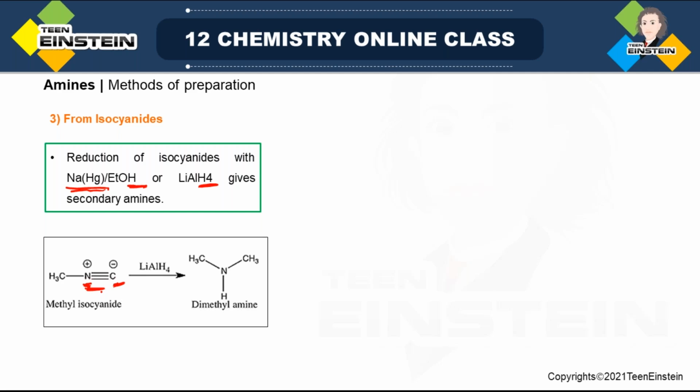So if it is methyl isocyanide as starting material, this part is fixed. In this part there is some change. From NC, you are getting NHCH3. So now it is ultimately dimethylamine.